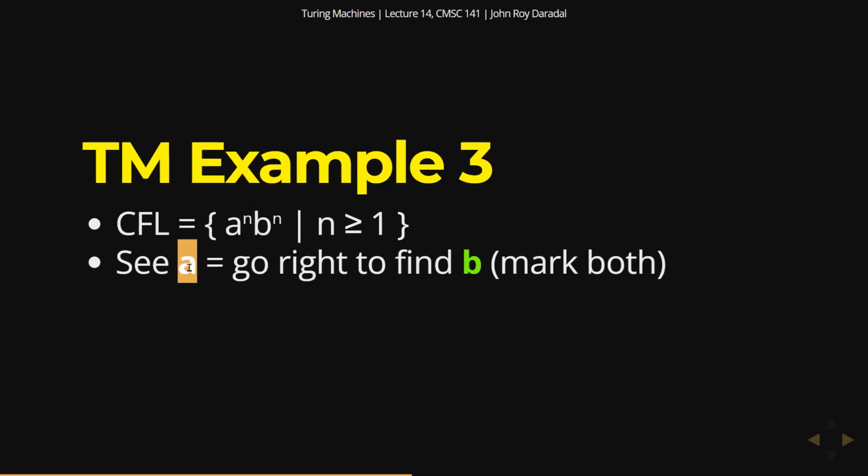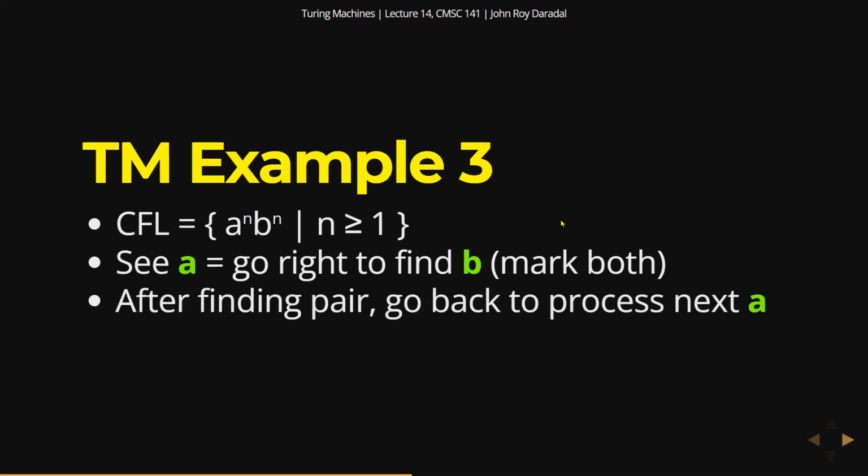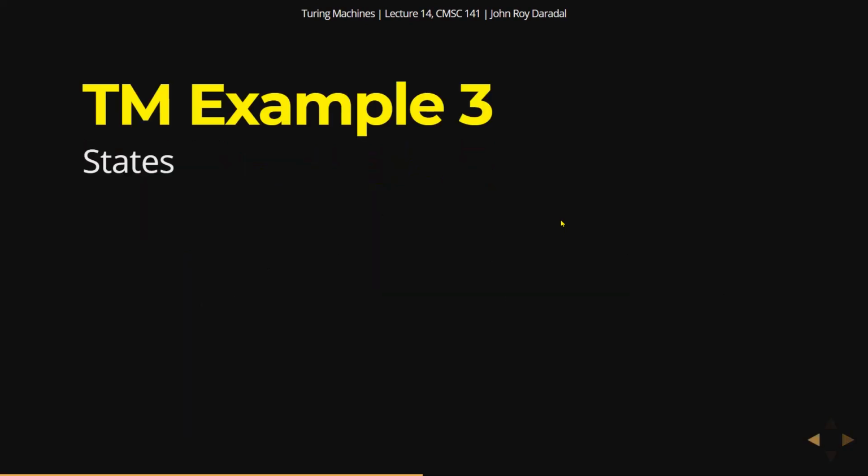So all of the A's here have to match all of the B's here. Once you see an A, look for a B that is supposed to be its pair, and then you mark both of them. Once you mark both of them, they're already processed, and then you repeat the whole thing until everything is marked. After finding the pair, go back to process the next A, and this process will repeat.